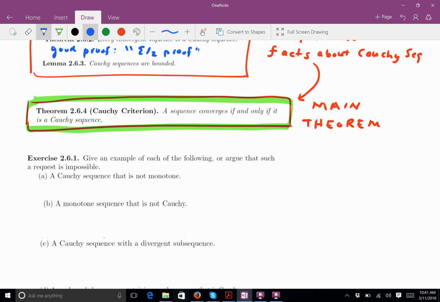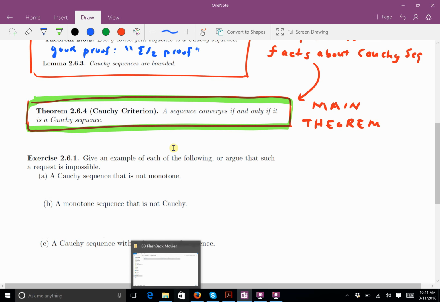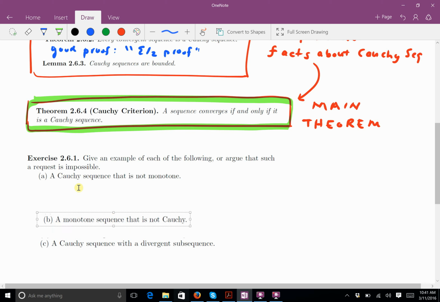So let's look at the first one. They say, is there such a thing as a Cauchy sequence that is not monotone? Well, that's easy to answer, because notice I can replace convergent sequence. Since a Cauchy sequence is convergent, this is the same as asking, is there a convergent sequence that's not monotone? And the answer is yes.